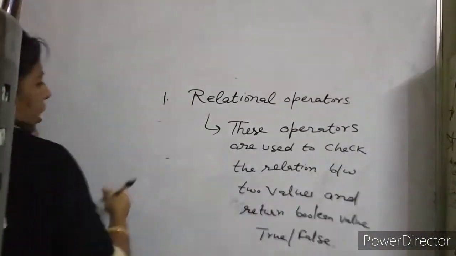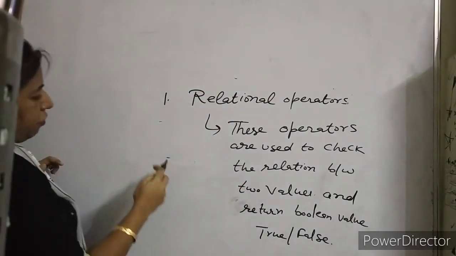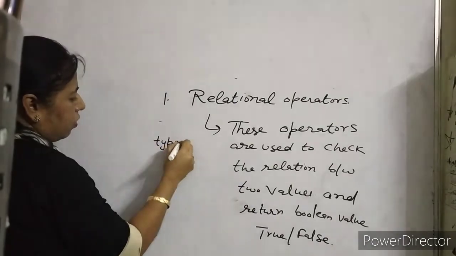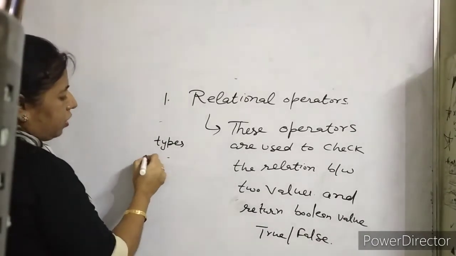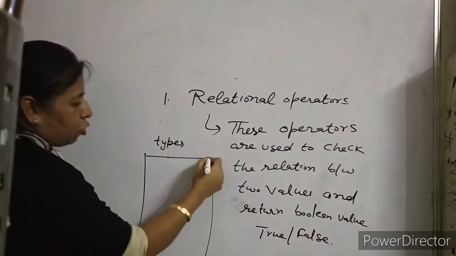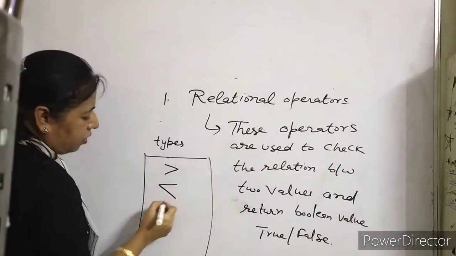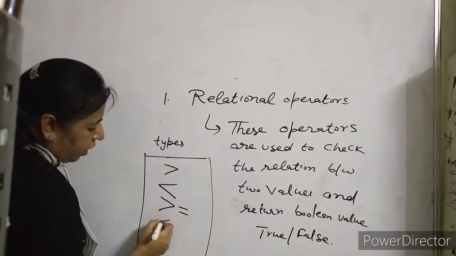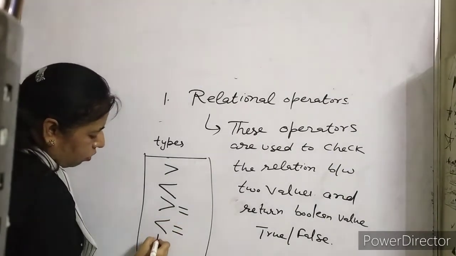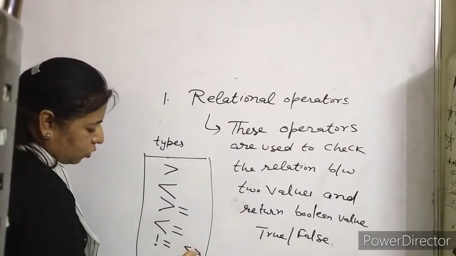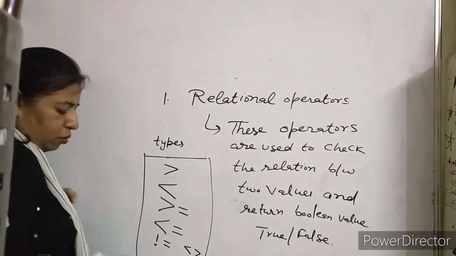Relational operators. After noting down this definition, you will write the types of relational operators. I am writing here. You will note down below this: greater than, less than, greater than equal to, less than equal to, not equal to. Not equal to I can write like this also, and equal to.